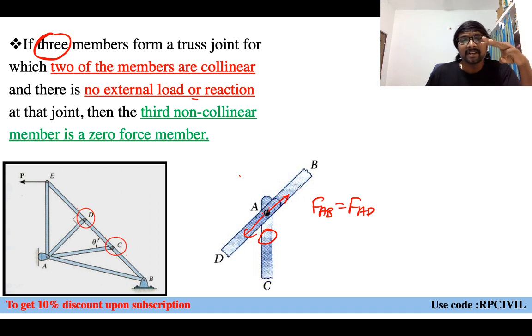Three members are there. Among them two are collinear means forces in these two collinear members are same. Third one is non-collinear means force in the third member is 0. Non-collinear member is 0. What is the condition? No external load, no support reaction. And here if you observe for this joint D, three members DE, DC and DA are meeting. Among them DE and DC are collinear. So force in the member DE will be equal to force in the member DC. Do you have any other member or external load or support reaction to balance the force in the member DE at the joint? Nothing is there. Nothing to be balanced means it is 0 force or not?